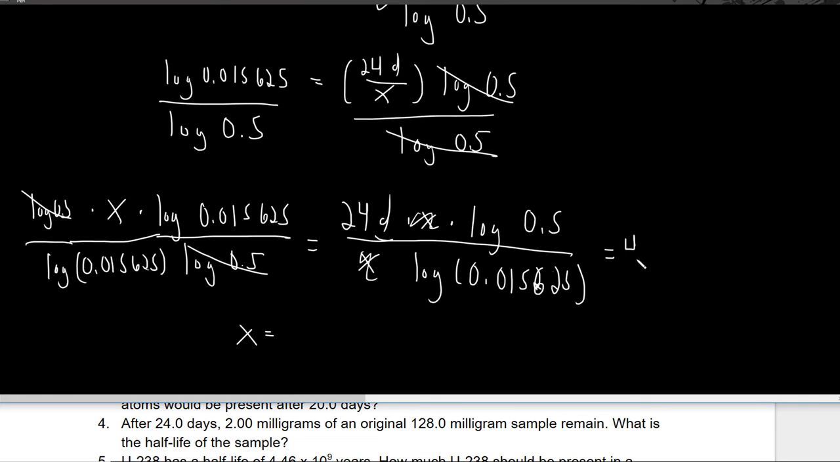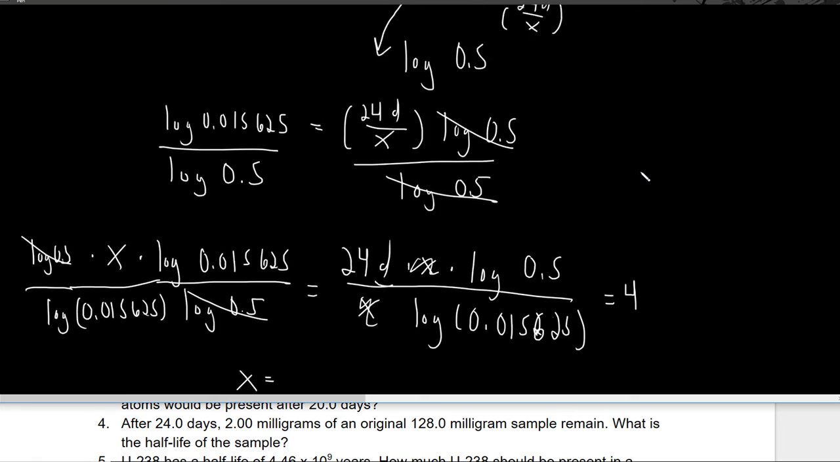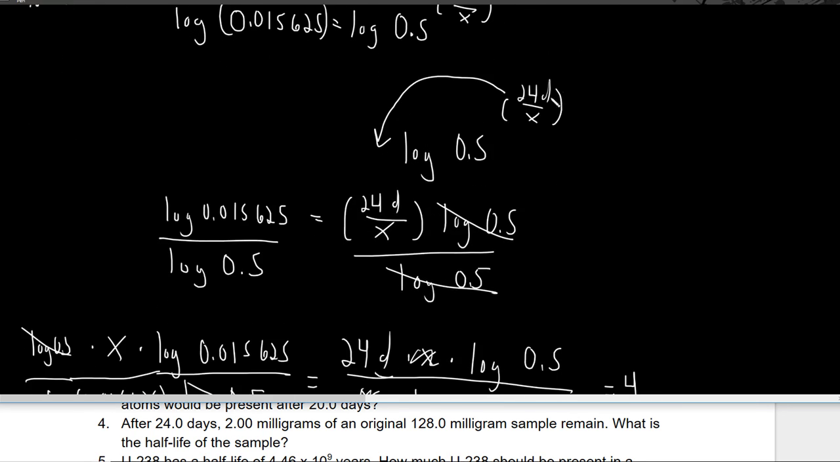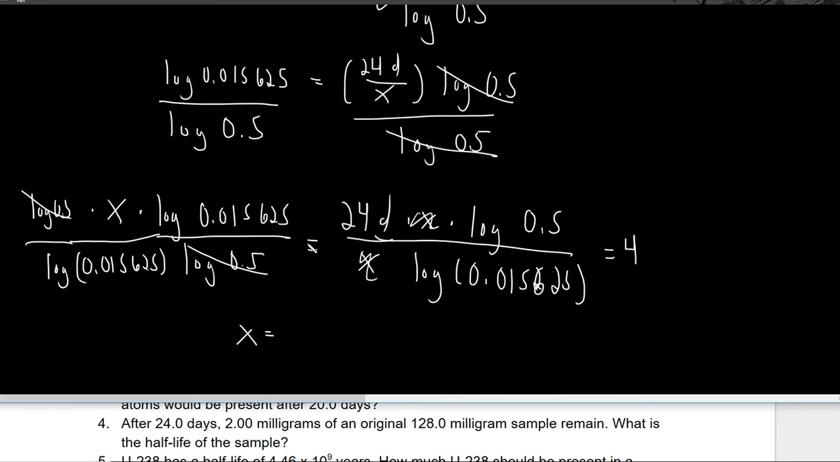Okay. So all that math, all that algebra, just to find out that the half-life for whatever this sample is 4. My time was in days, so 4 days. The new math trick we had to do is if you take the log of one side, you take the log of the other, and that allows you to move your exponent down in front of the log. And then after that, it's just back to basic algebra that we've done before.